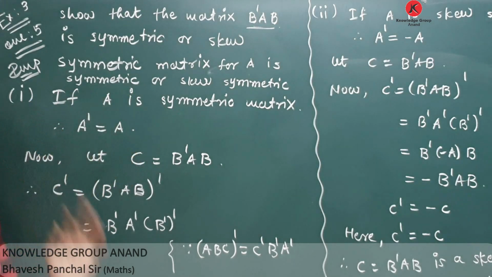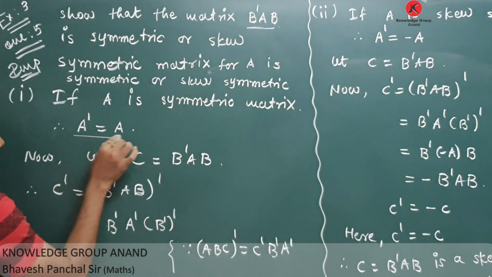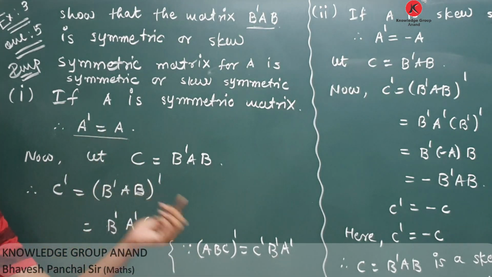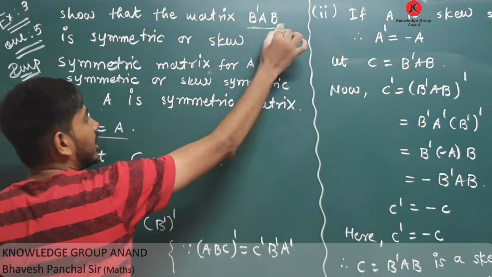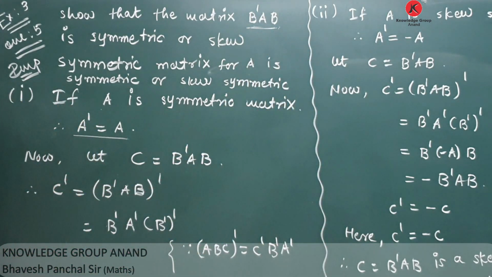If A is a symmetric matrix, what can you say about A? We know the property of a symmetric matrix: A dash equals A, then A is a symmetric matrix. Therefore, A dash, that is A transpose, equals A. Now, we have to prove that this matrix will be a symmetric matrix.